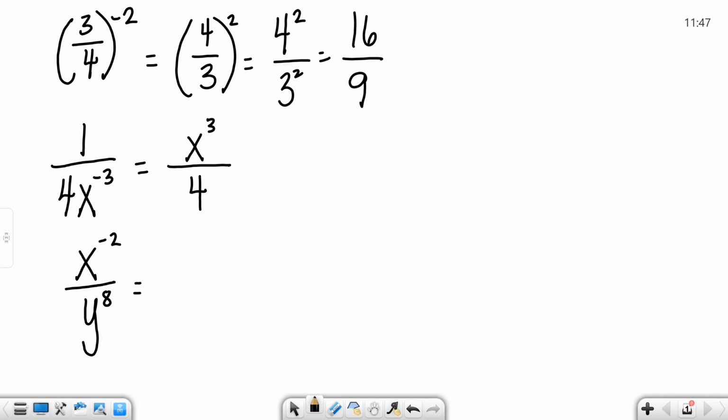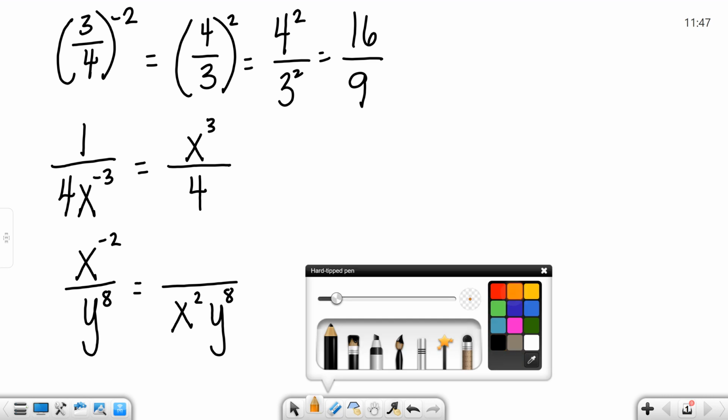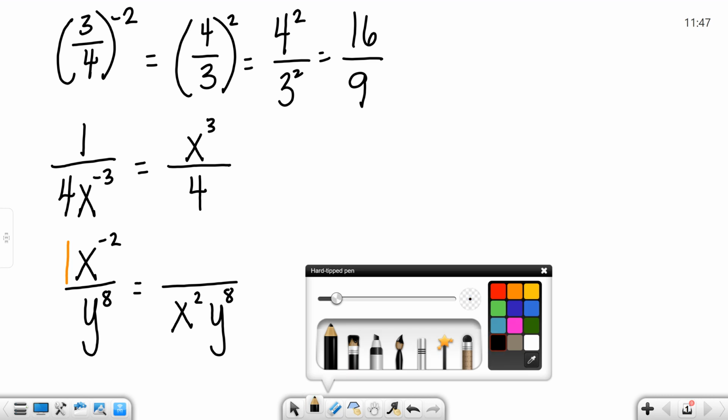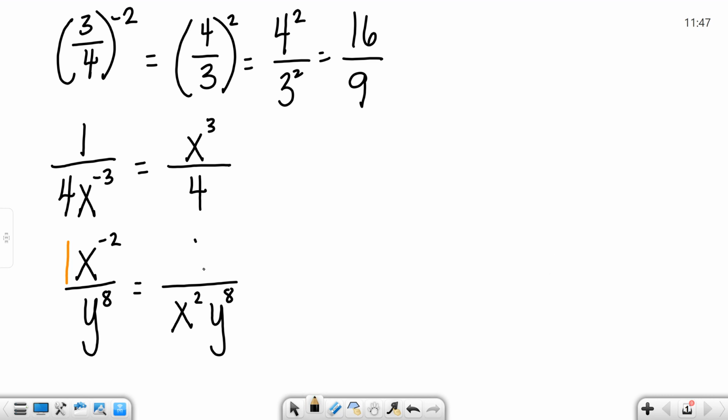Okay, on this one, our x has a negative exponent, so to make it positive, it has to go to the denominator. But guess what? That y to the 8th already has a positive, so it's going to stay right where it is. Now, I can't leave a nothing on the top. And so this is where I think about that 1 as my coefficient that was sitting up there that I didn't really pay any attention to. That coefficient is still staying there, the 1. So this would be my solution, 1 over x squared y to the 8th.